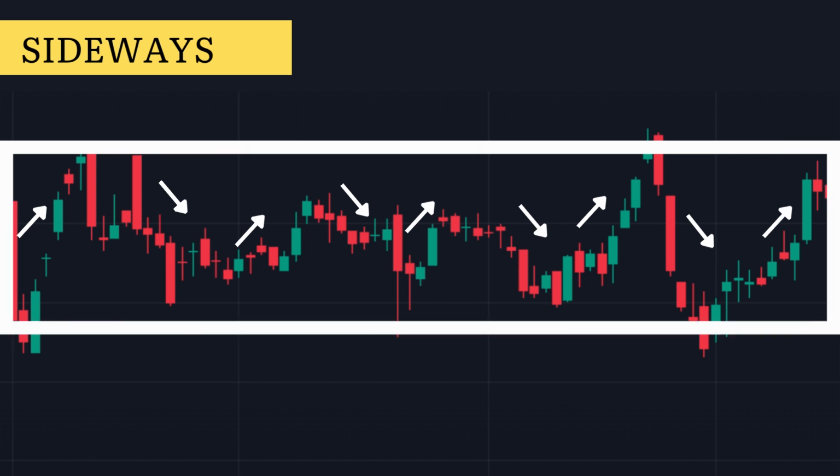If you are trading in a sideways market, then oscillators are best to use. If you are not familiar with oscillators, then don't worry, we will be covering them in the upcoming videos.